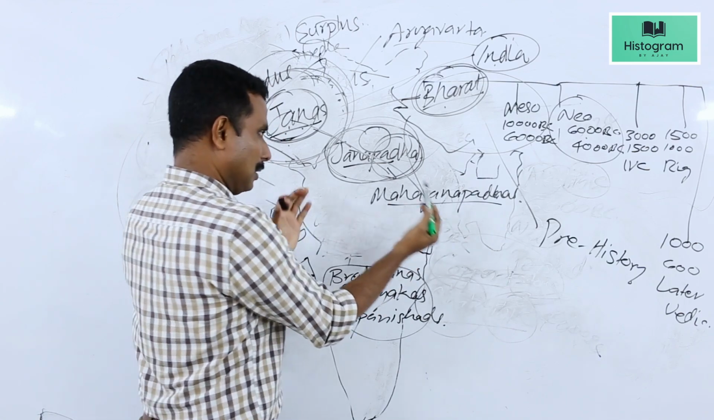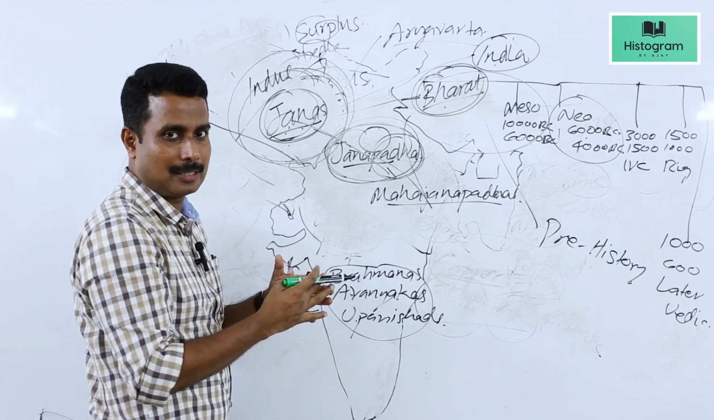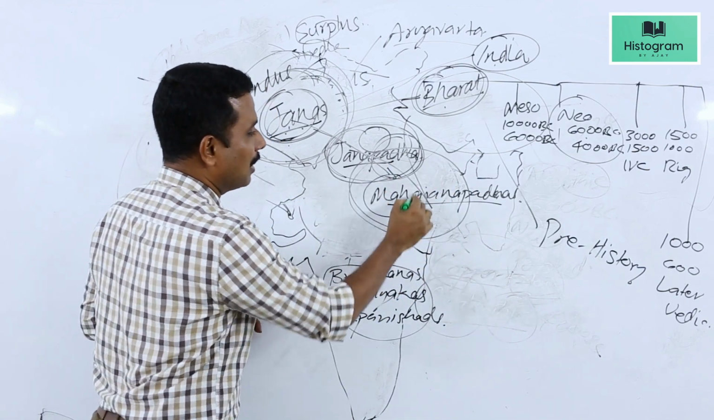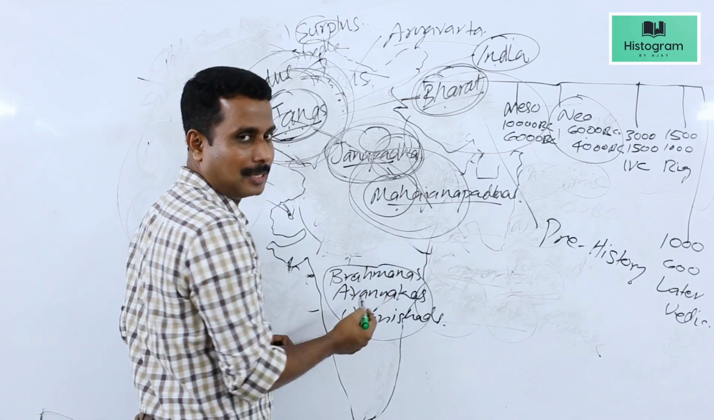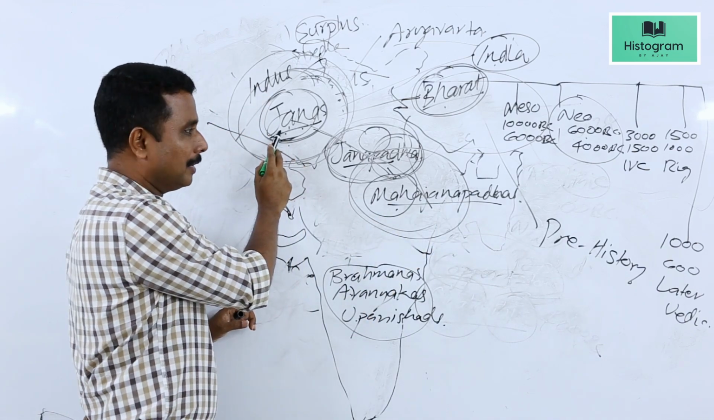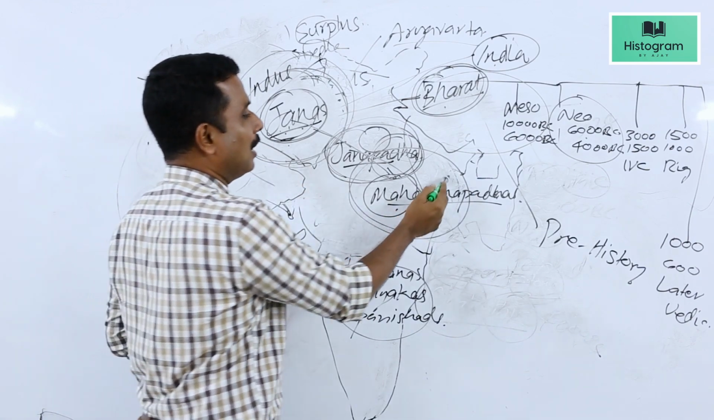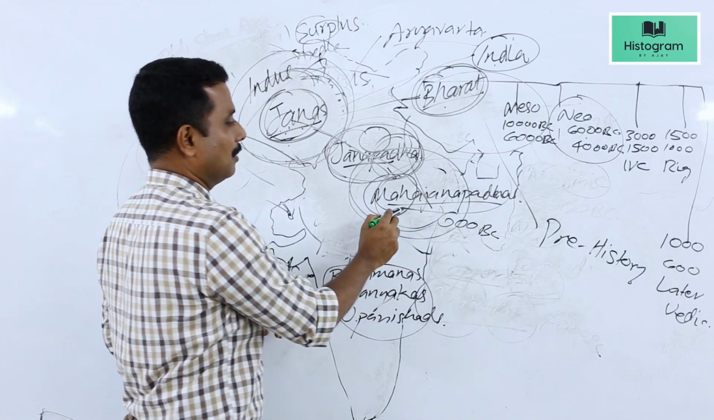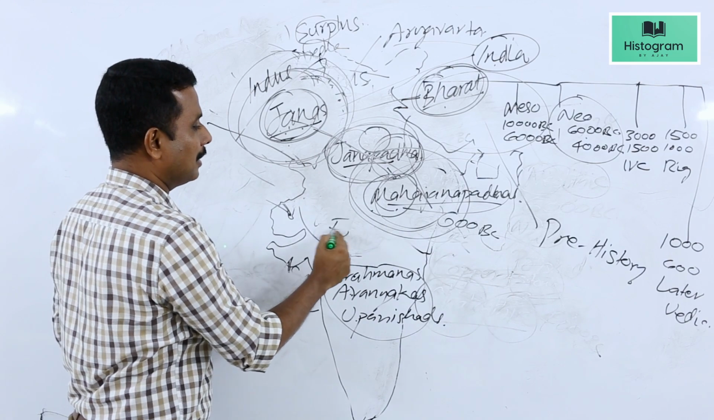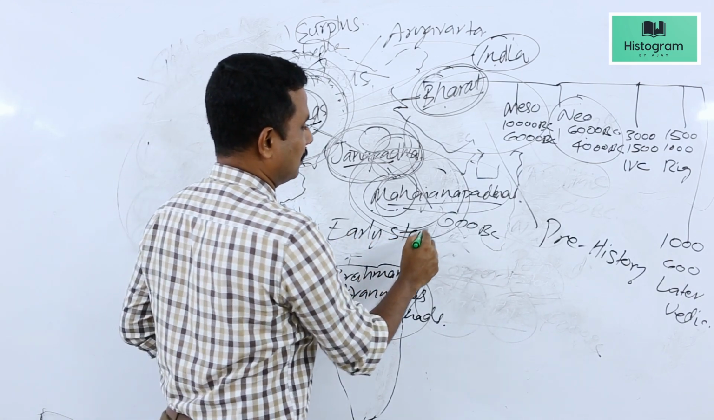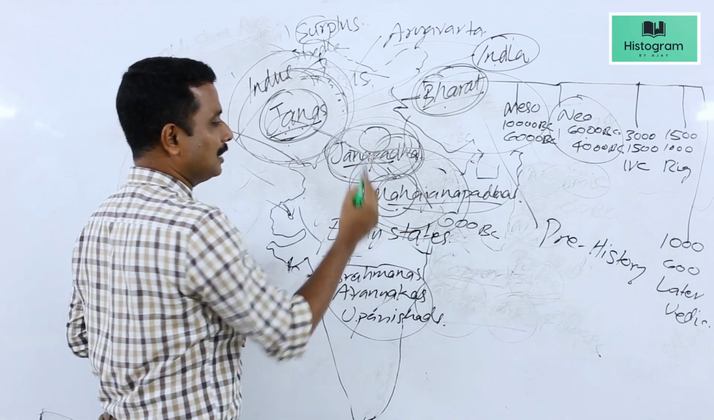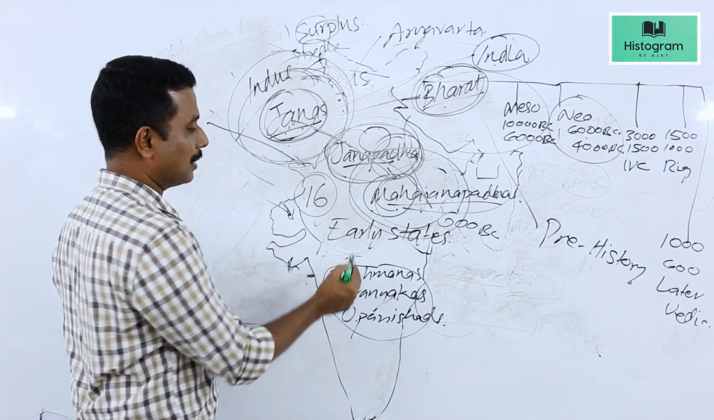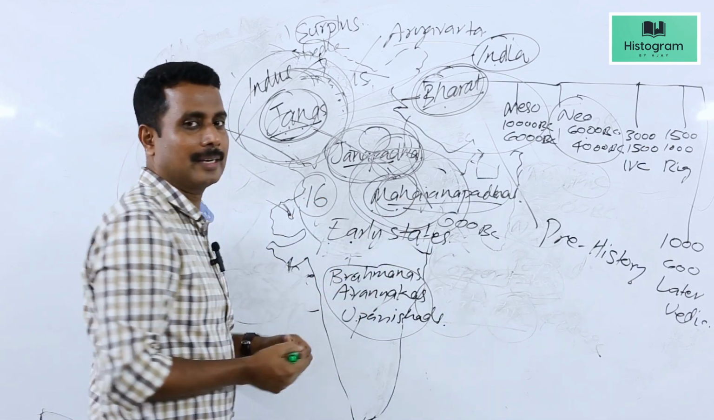And by 600 BC, these Janapadas began to be amalgamated together, creating larger states, now known as Maha Janapadas, great Janapadas. So from Janas of the Rigvedic period to Janapadas of the later Vedic period, to Maha Janapadas by 600 BC. These Maha Janapadas were representatives of early states in India. There were 16 Mahajanapadas, and these were the examples of early states in Indian history.